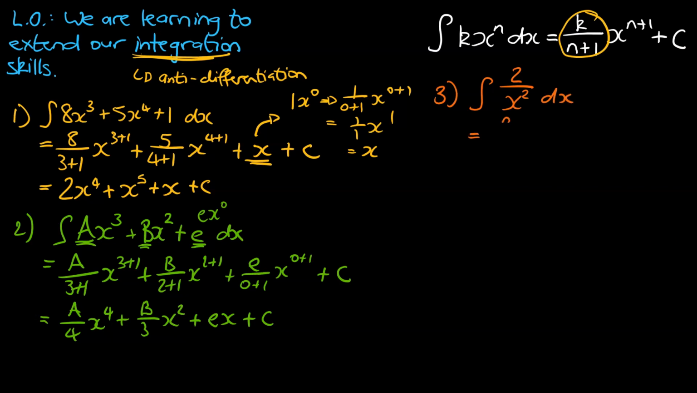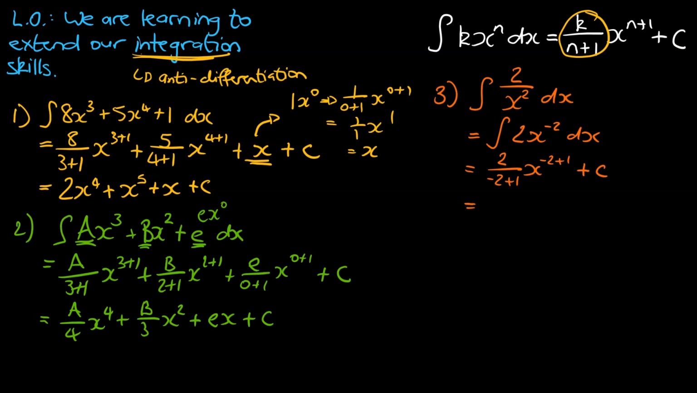So the first step would actually be to simplify our equation. So that would be 2x to the power of negative 2 dx. So what we've done is we moved the x up to the top, and that allows us to integrate a bit easier. We can then go through our process. So that's going to be 2 divided by negative 2 plus 1 times x to the power of negative 2 plus 1, and we're going to add c to the end.